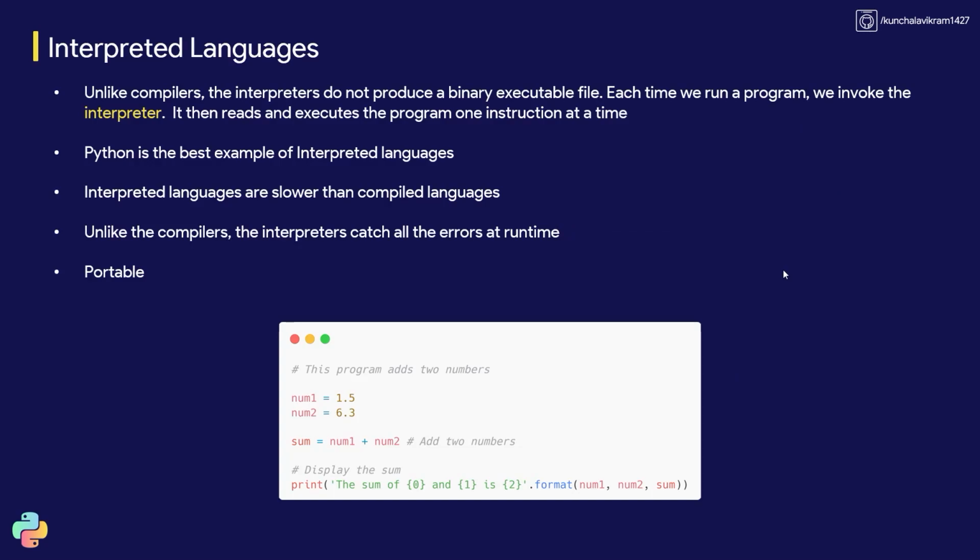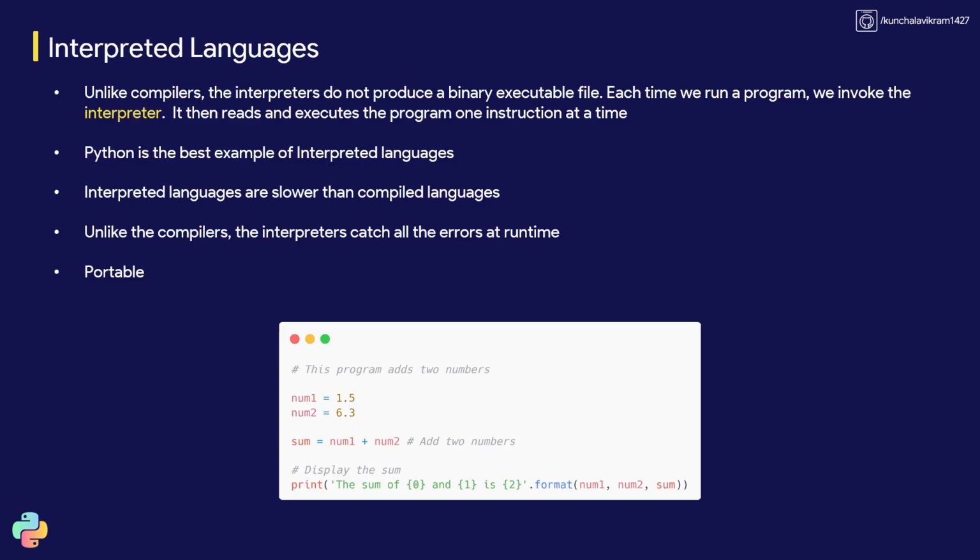Interpreted languages work differently. Unlike compilers, interpreted languages do not produce a binary executable file. Instead, each time you run a program, you invoke the interpreter, and it reads and executes the program one instruction at a time, that is, line by line. Python is the best example of an interpreted language. Interpreted languages are generally slower, as we already discussed, because of the line by line execution by the interpreter.